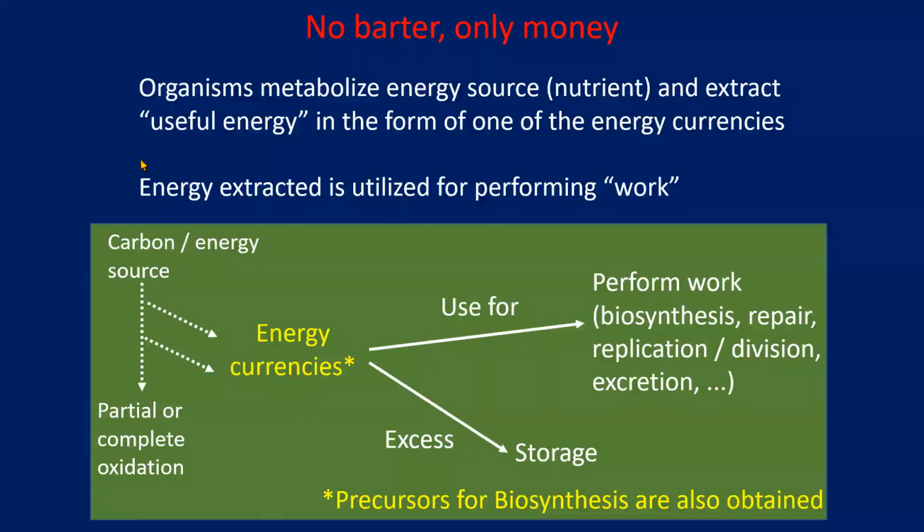Again, this is a pictorial diagram to understand the process. Let's say you have a carbon source or energy source, and this can be utilized as an energy currency. The breaking down of the carbon source could be partial oxidation, or it could be a complete oxidation. During that process, you get some energy points or energy currencies, and these energy currencies can be utilized towards different objectives.